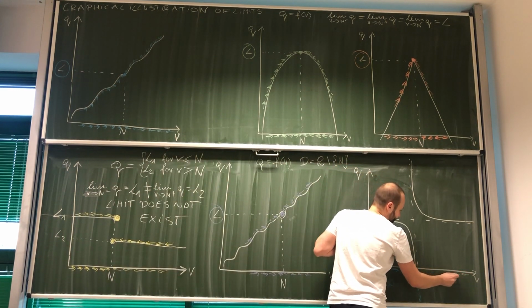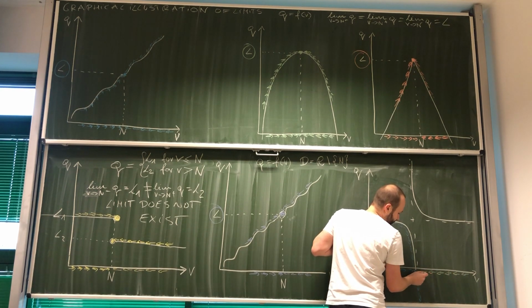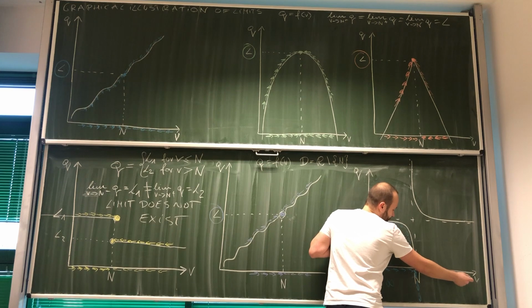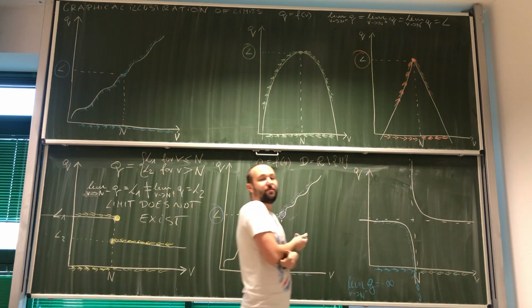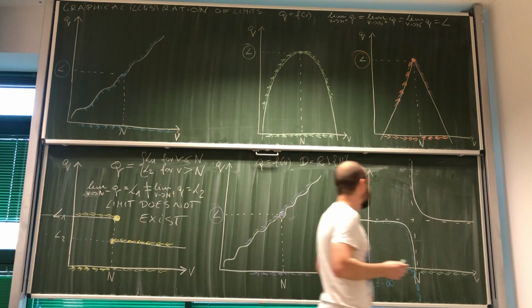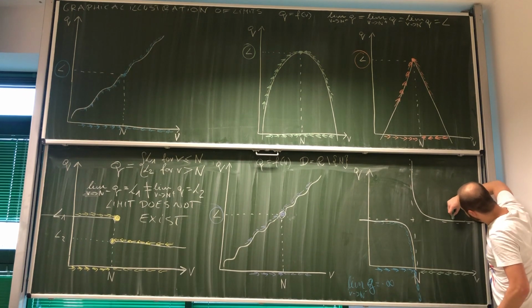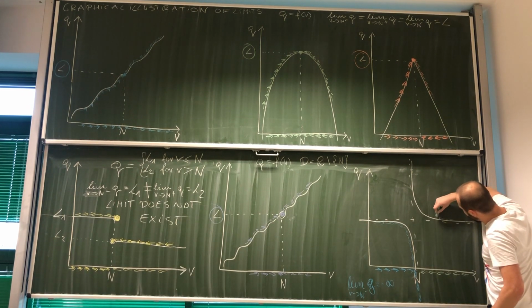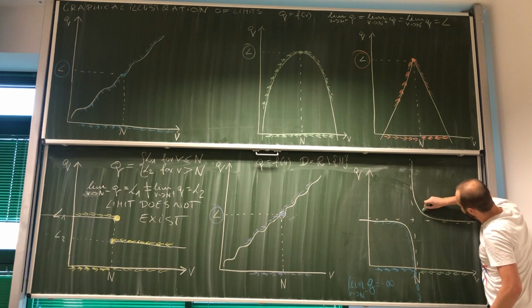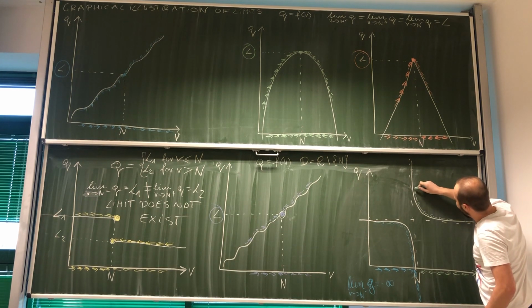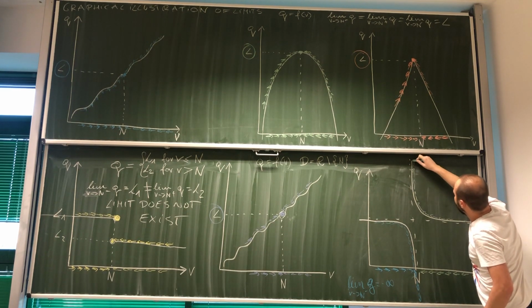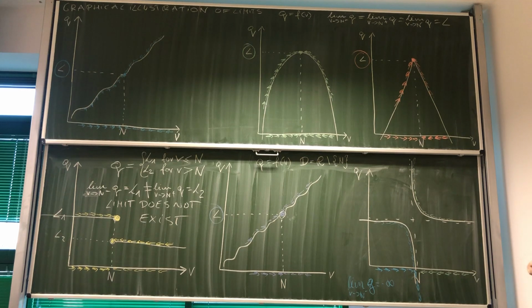So, if now I'm evaluating the right side limit, I'm getting closer and closer to n from v bigger than n. And look, let's see what is happening over here. We are getting on the function higher and higher and higher.